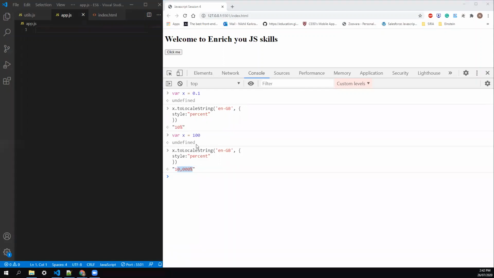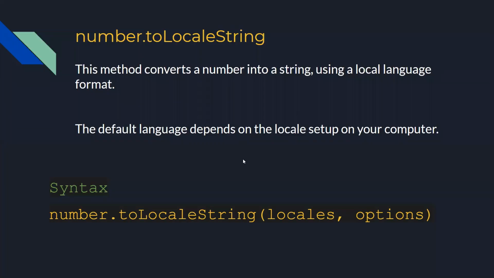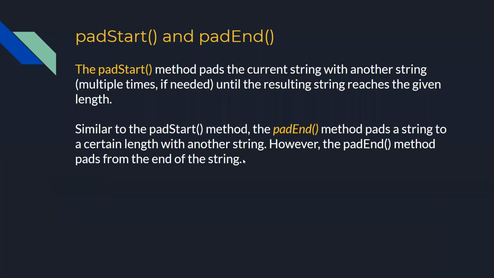So let's go back to our slide and see the second trick that we have. The second method is called pad start and pad end, and it was very recently introduced. This method pads the current string with another string multiple times if needed until the resulting string reaches the given length. And pad end is just the opposite of it. So we'll go and see what it means.